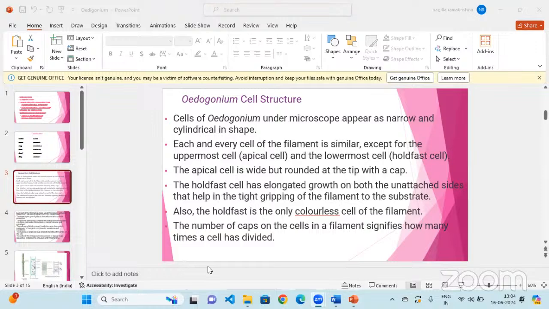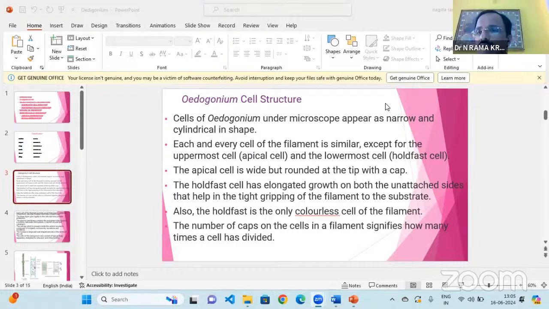Please tell me, anybody, what is the meaning of holdfast? Holdfast is a root-like structure, sir. Root-like structure. That's enough. Okay? Yes. But here you see each and every cell of the filament is similar. All the cells are similar except the uppermost cell and the lowermost cell. The uppermost cell and the lowermost are different. The lowermost we call the holdfast.